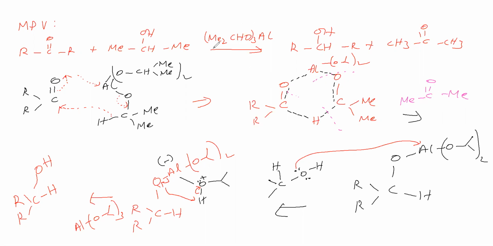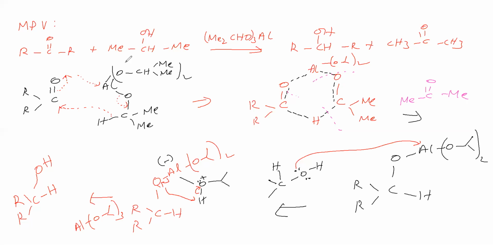If this Me is existing as CD3, then CD3 will be here. So where do we get this acetone from? From aluminum isopropoxide.